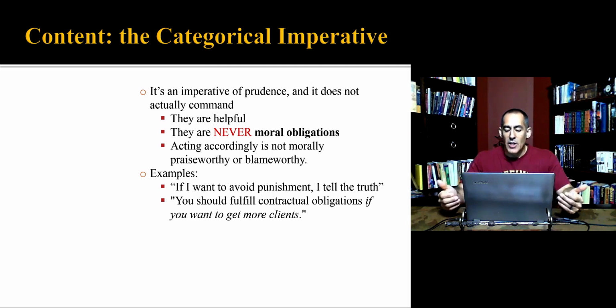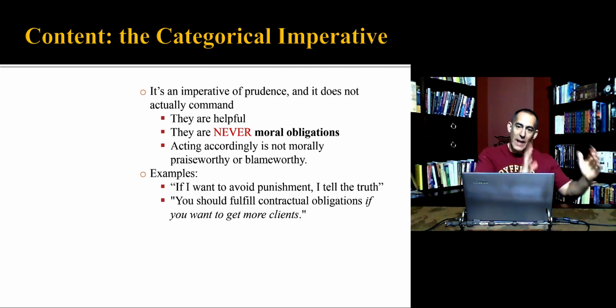Example, if I want to avoid punishment, I tell the truth. You should fulfill contractual obligations if you want to get more clients. Now, you could probably notice right with these examples and the ones that I gave before that I can avoid the obligation, right? So if I want to avoid punishment, there's my condition. I tell the truth. Or you could say, I ought to tell the truth. Now, it seems like you have an obligation to tell the truth. But the fact is that obligation is only applicable when the condition is in place.